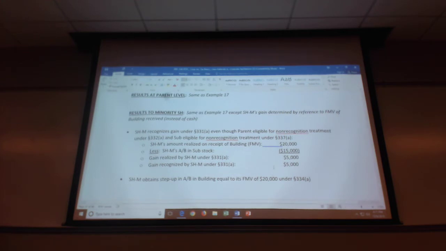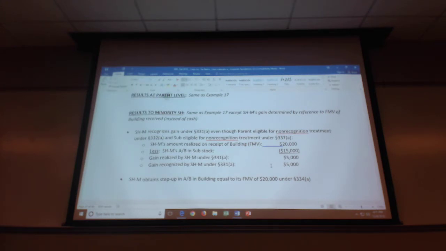Yes, sir. I have a question, because I know that these two examples are similar. In the prior example, well, we see in this example the distribution of the building at the sub-level. Why don't we see the distribution of the 20,000 cash at the sub-level for the first example? You mean where 20,000 of cash is distributed to the minority shareholder? Correct.